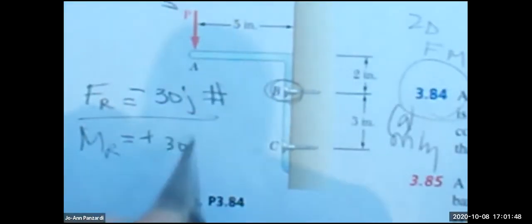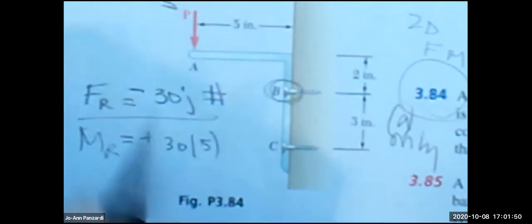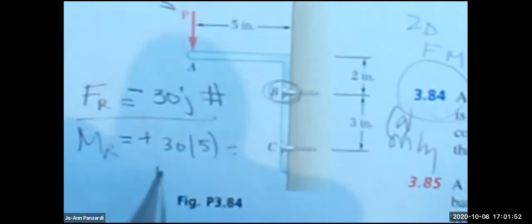Great. And what direction is it in? The Z direction, positive Z. Correct. So it's positive 30 pounds times 5. And so it's positive 150, and it's in the K direction, and the units are inch-pound. So we found the resultant force, we found the resultant moment.